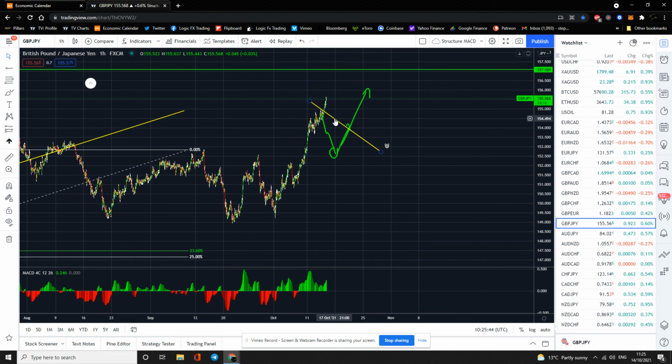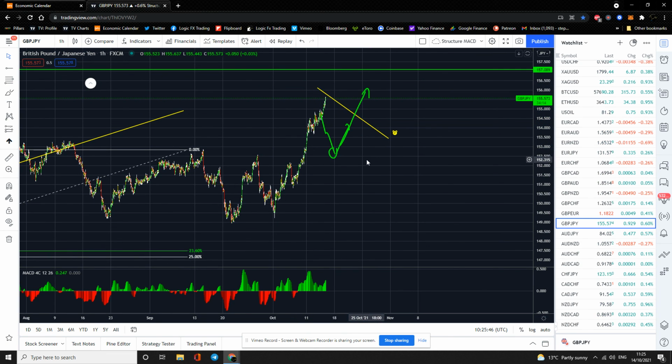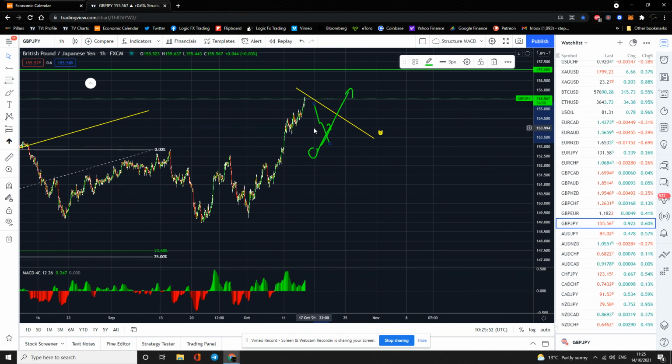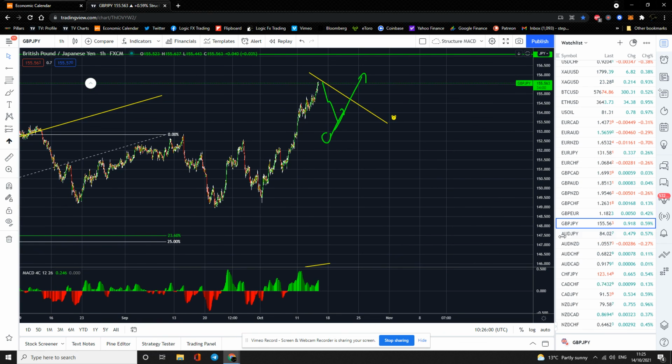Pound Yen's pushed on up. So, yet again, guys, it's turned out as a little running flat. It could almost have been an ending diagonal there. Do you see it? But it didn't go, guys. You're going to have to look for a pullback if you wanted to get into that.